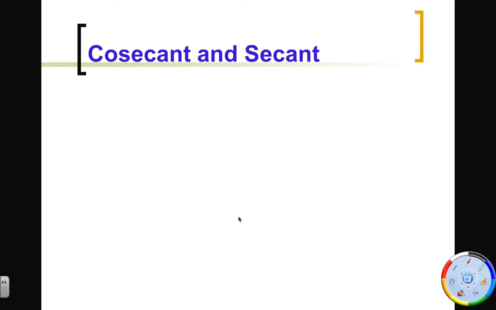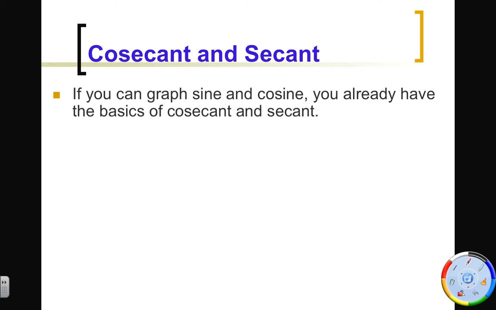All right, so let's move forward to cosecant and secant. Now, here's why we do all four of these functions in one section. Tangent and cotangent are new. However, for cosecant and secant, if you can graph sine and cosine, you already have basically everything you need to know for cosecant and secant.